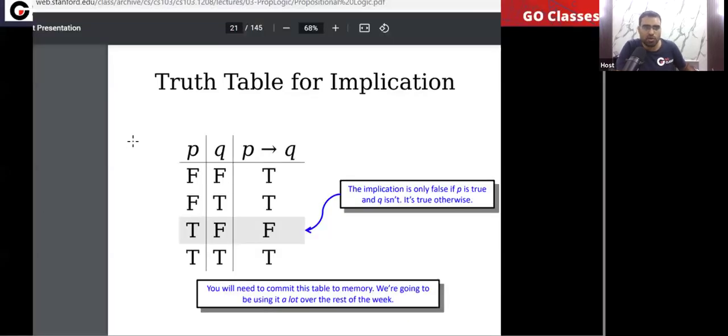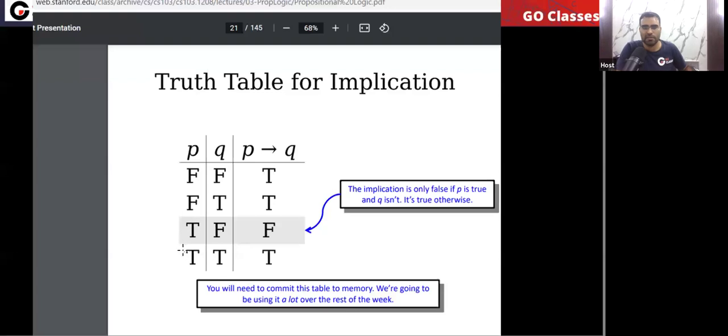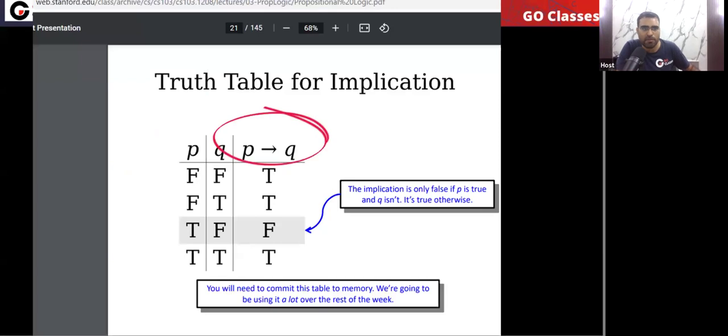This is a slide from Stanford. Read this line from Stanford. They are saying that you will need to commit this table to memory, because we are going to use it a lot. Means you should remember this implication behavior. If you understood, then very good.